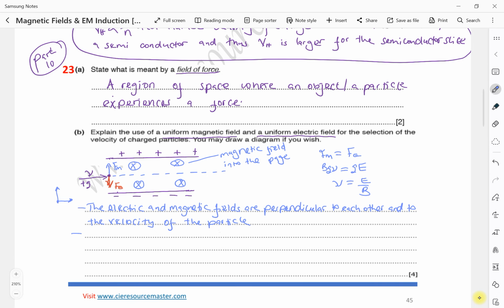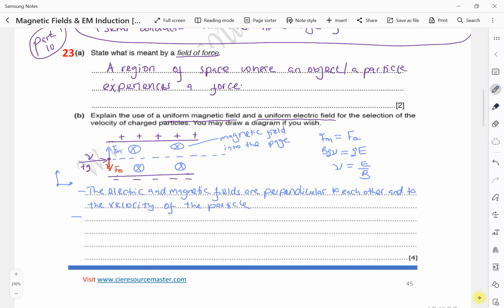The fields are such that the electric and magnetic forces on the particle act in opposite directions.